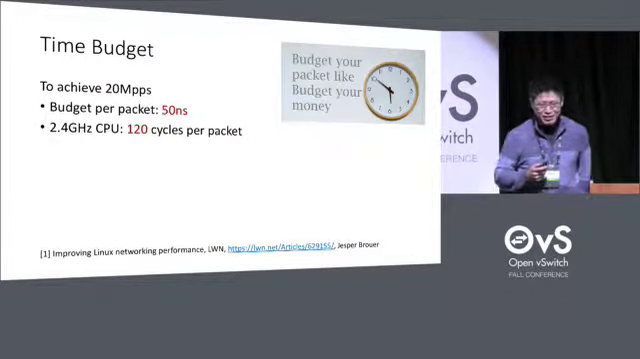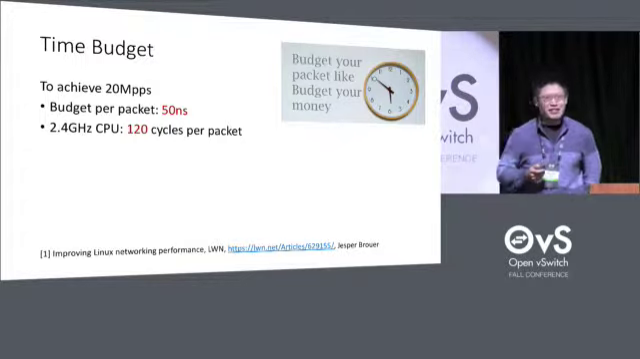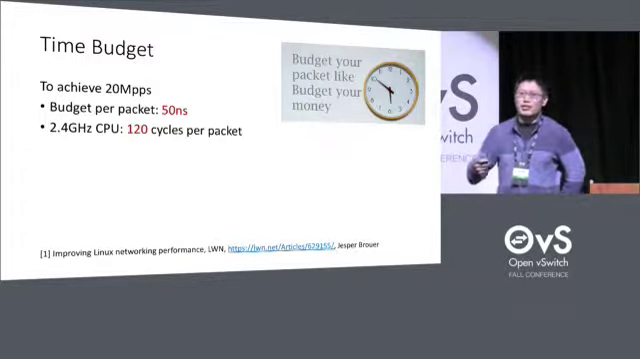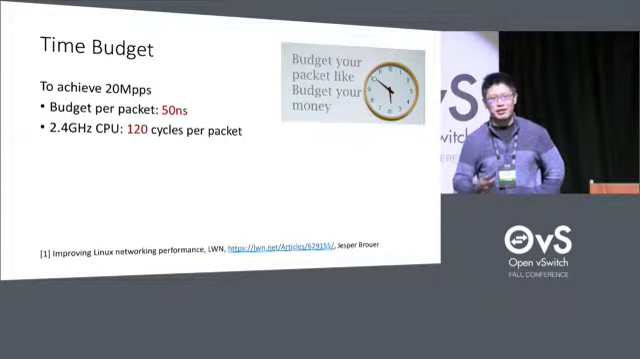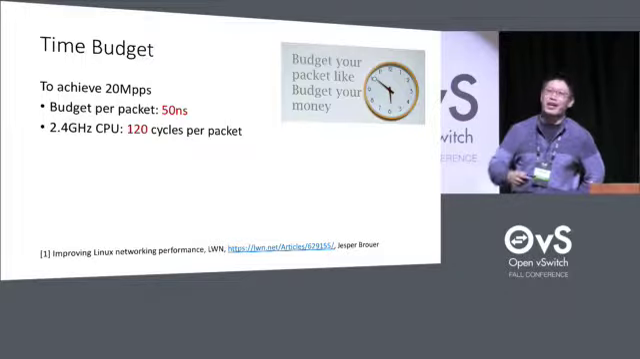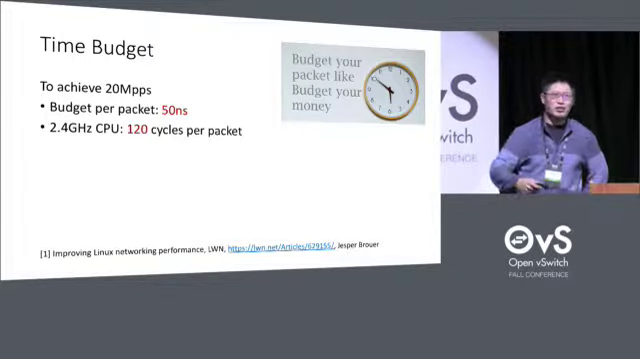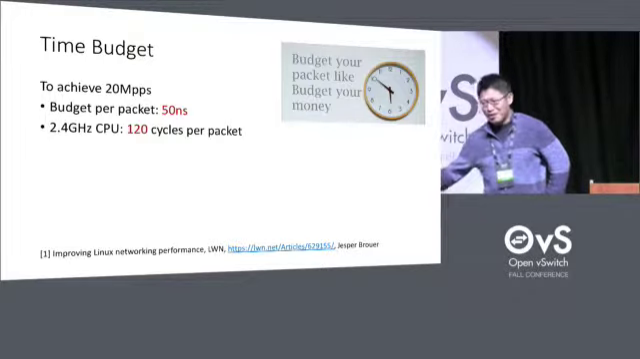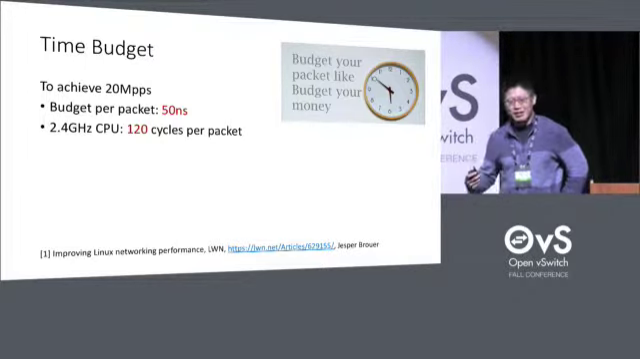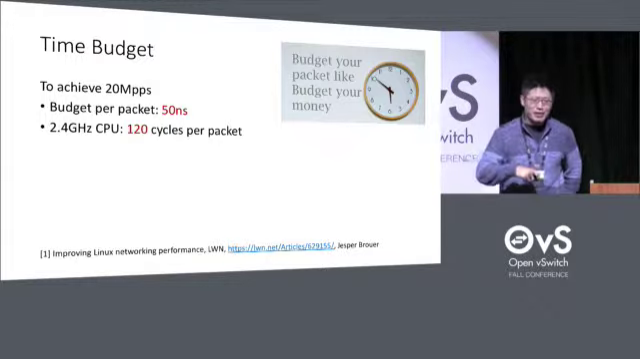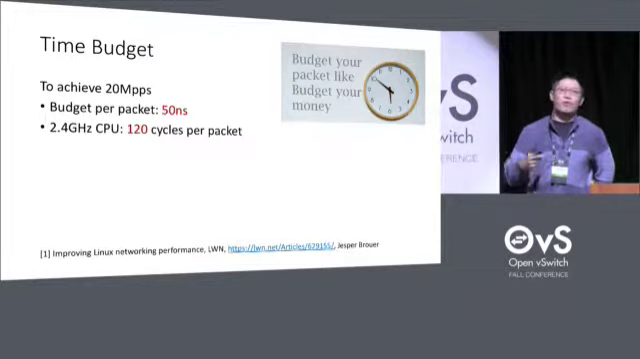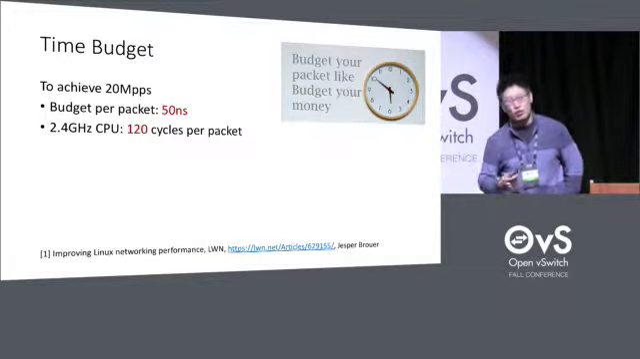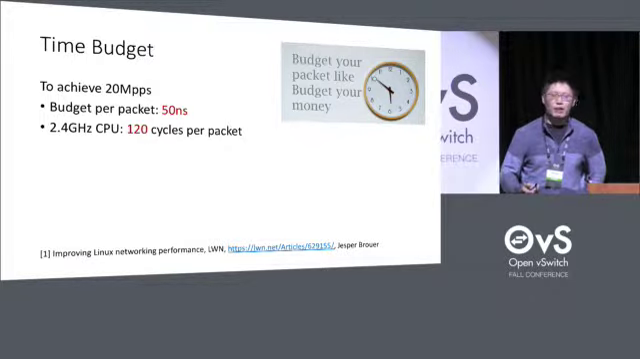However, to get 20 million packets per second is actually pretty hard. If you do the math, 20 million packets per second means for one packet, you only have a 50 nanosecond budget to process the packet. And usually to process the packet, we have to do a lot of things like initialize this data structure, set up that field, initialize your base pointer, set up the packet length, for example. In my testbed, I have a 2.4 gigahertz CPU, which means that for one packet, I only have a 120 cycle budget for processing a packet.